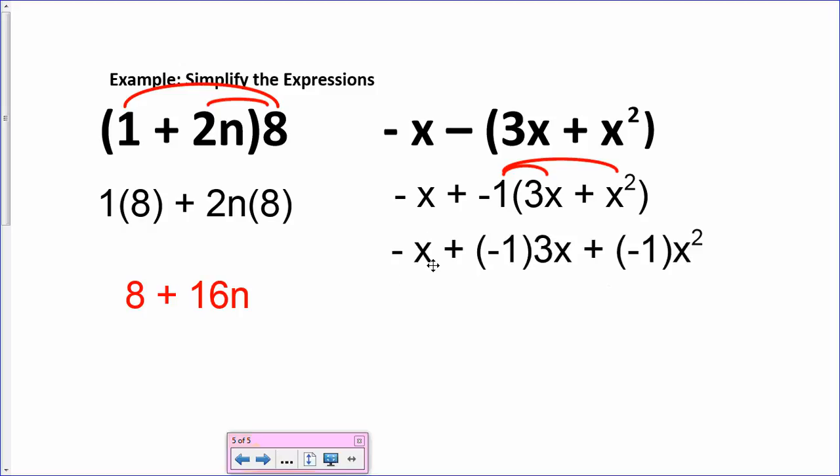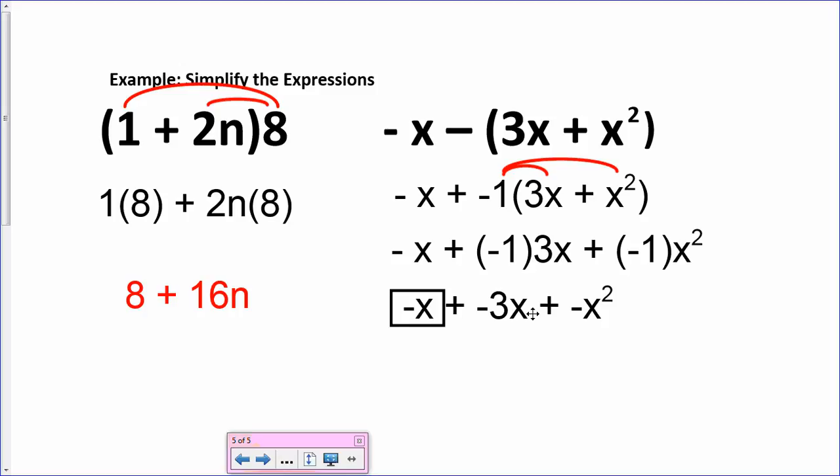So now I have negative x, that's still hanging out up front, plus negative 1 times 3x plus negative 1 times x squared. I can do this multiplication. Ooh, I just gave something away. Negative x plus negative 3x plus negative x squared.